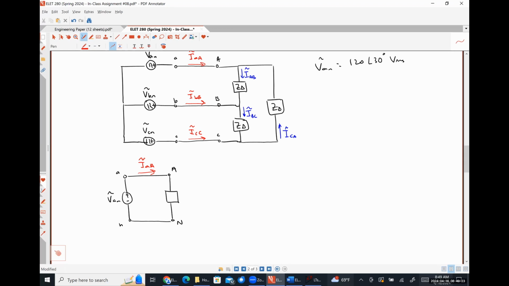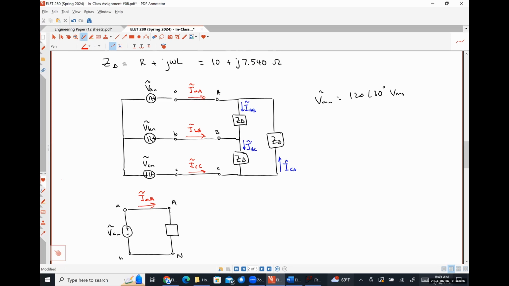So what impedance should go between terminals A and N in my single phase equivalent circuit here? It can't be Z delta because Z delta is connected between transmission line terminal capital A and transmission line terminal capital B. So we have to convert that delta connected load into a Y connected load. How do we do that? Divide it by 3. Absolutely right. So we're just going to have Z delta over 3 here. Okay. So that is our Y connected equivalent of our delta connected load.